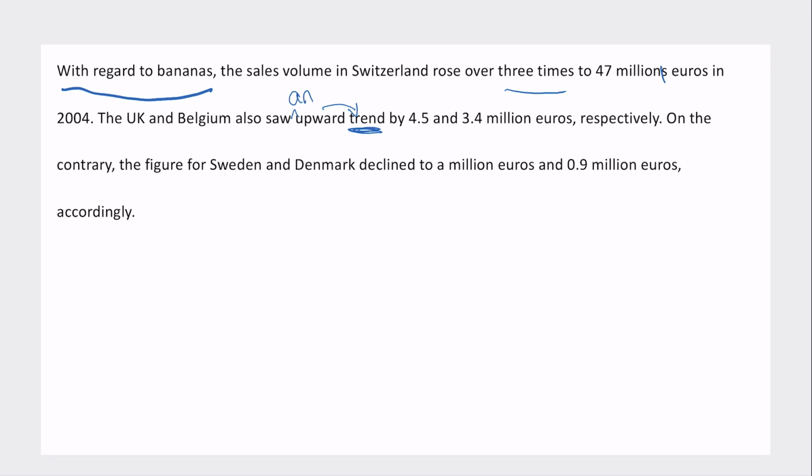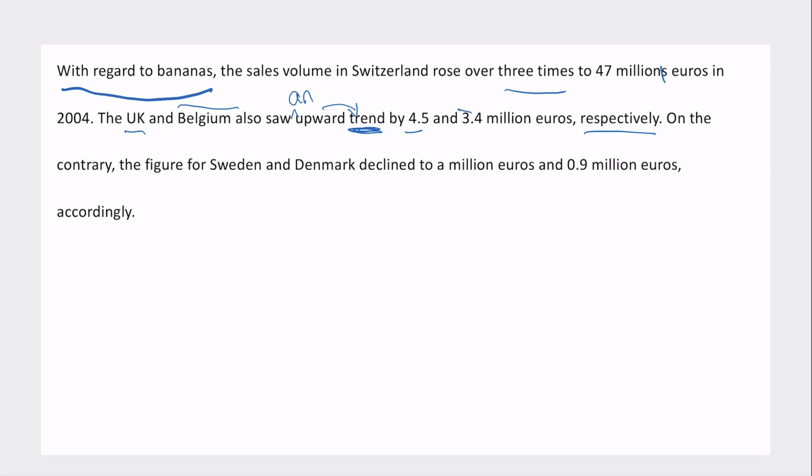By 4.5 and 3.4 million euros, respectively. Okay, again, use of respectively. This is quite sophisticated grammar, and I like how they've used that to show that the UK is 4.5 and Belgium is 3.4. So it's a nice use of that phrase.